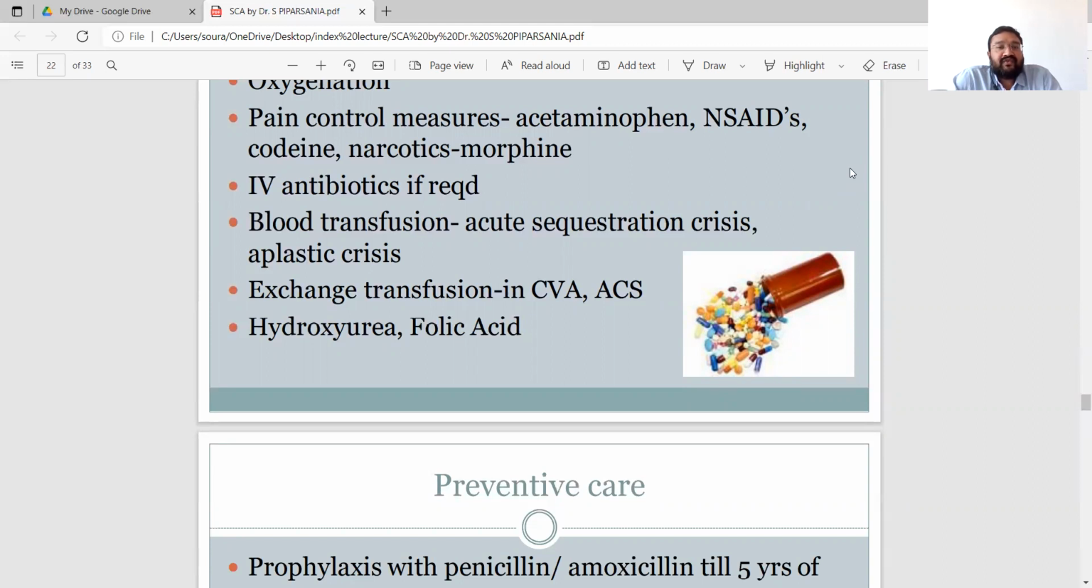And we prefer to transfuse packed cell volume or red cell concentrate, which are leukodepleted or washed RBCs. Exchange transfusion is indicated in children with cerebrovascular accident and in children with acute chest syndrome. Hydroxyurea and folic acid have been tried with limited success in children with sickle cell anemia.